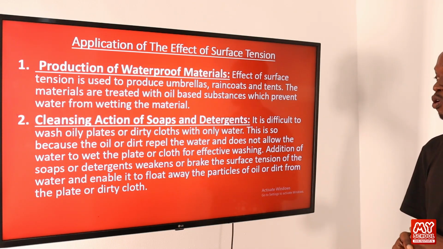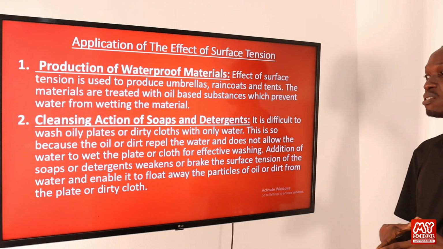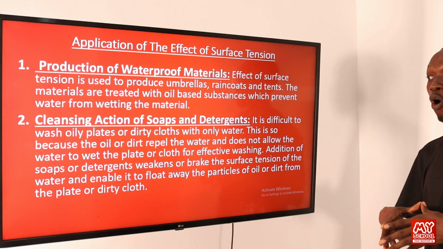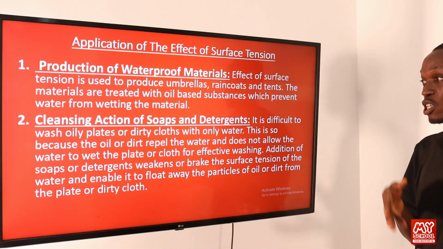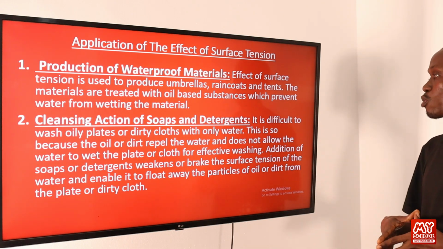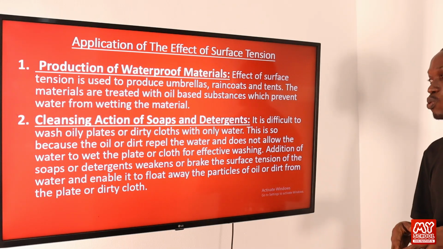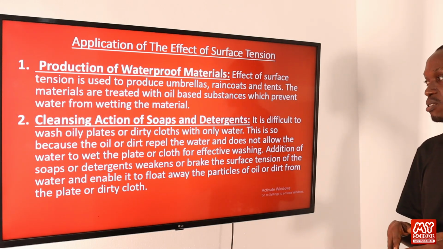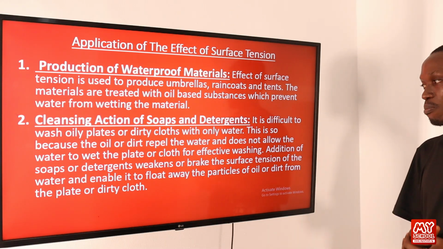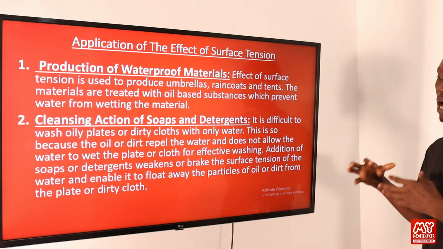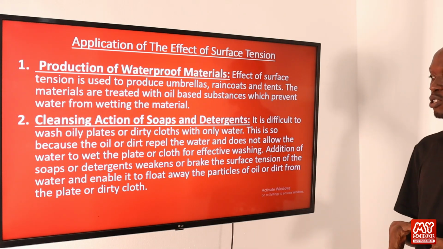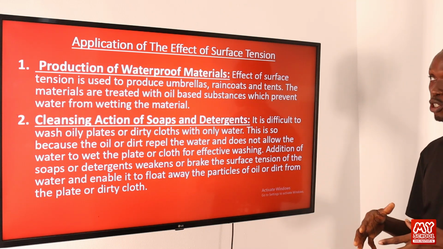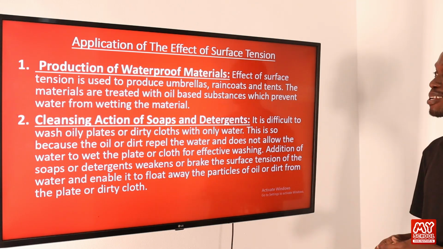Then number two, we have the cleaning action of soaps and detergents. With ordinary water, it is very difficult to wash oily plates or dirty clothes, and the reason is that the dirt repels water and prevents the water from penetrating the clothes. It is difficult to wash oily plates or dirty clothes with only water because the oil or dirt repels the water and does not allow the water to wet the plate or clothes for effective cleaning. The addition of soap or detergents weakens or breaks the surface tension of the water and enables it to float away the particles of oil or dirt from the plate or dirty clothes. So these are the two applications of the effect of surface tension, though we still have more. Let's move to the next slide.